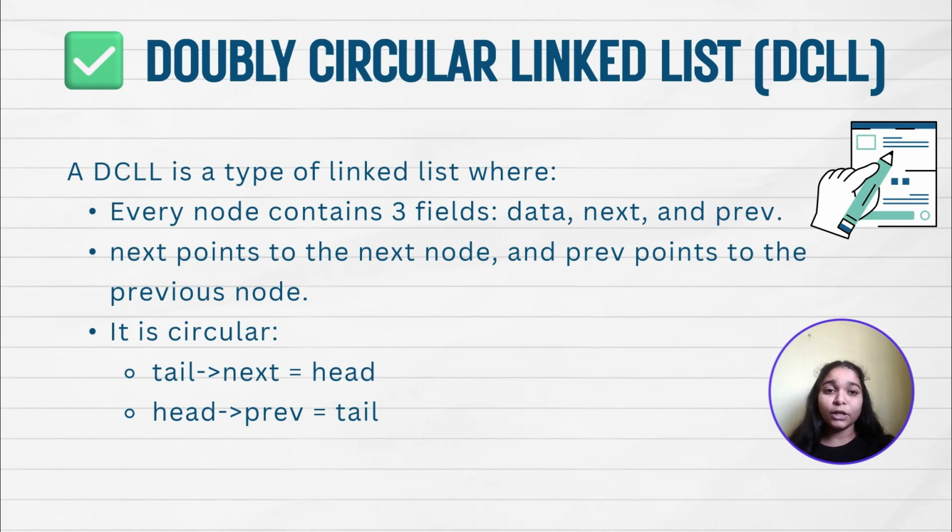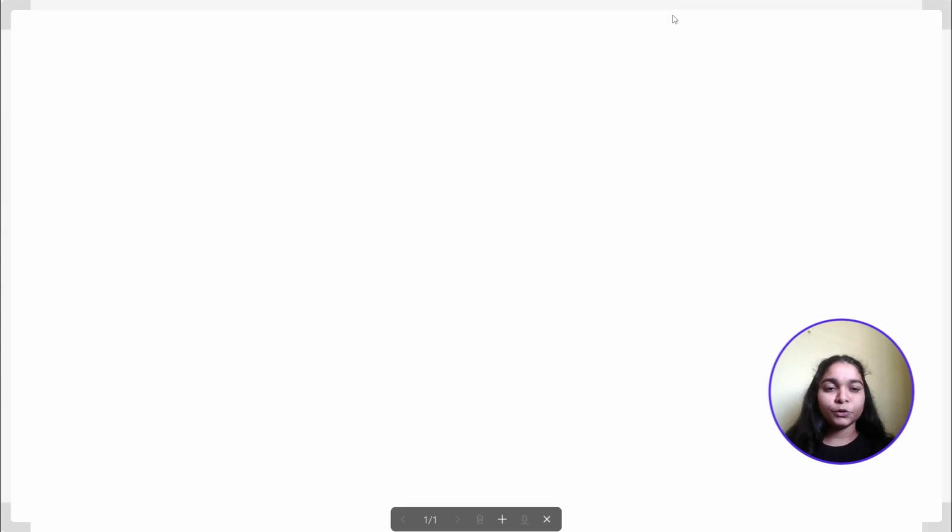So what is doubly circular linked list? Doubly circular linked list is a type of linked list where each node has two pointers, one to the next node and the other to the previous node. And it is circular in both directions, meaning that the last node connects to the first and the first connects back to the last. Here I give you the diagram, so you will get a clear idea about it.